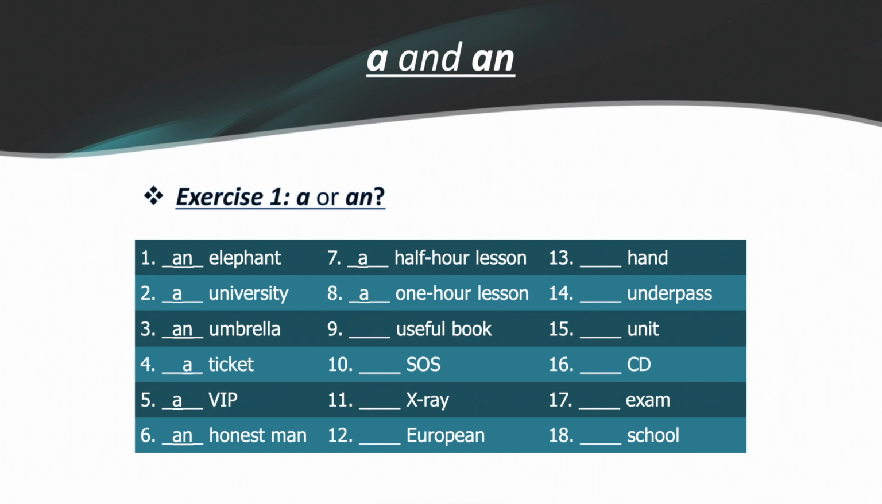Number 9, a useful book. This time the U sounds like it begins with a Y. Useful. So we need to use a for this one. 10, an SOS. I always thought this was an acronym, but I couldn't remember what it stood for.